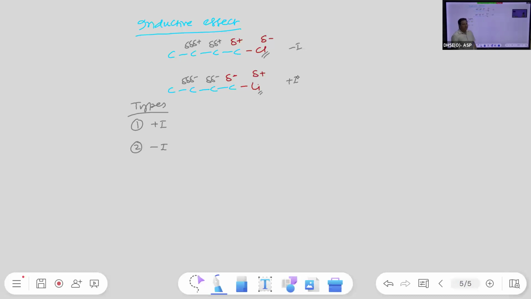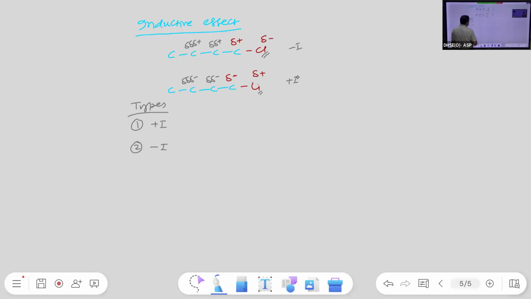With respect to hydrogen, a group that releases electrons to the carbon is plus I, and a group that withdraws electrons from the carbon is minus I. It is clear, students. So plus I means which releases electrons to the carbon chain, and minus I means which withdraws electrons from the carbon chain.